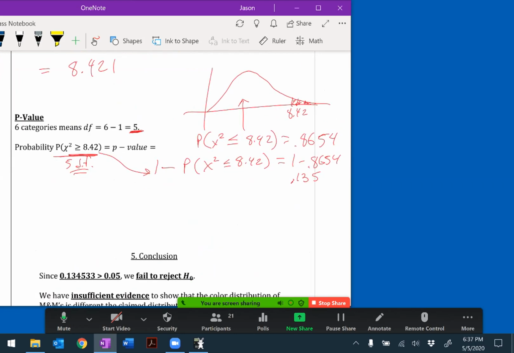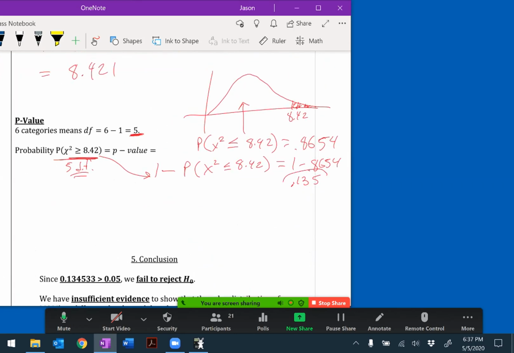So what's our conclusion? Since 0.135 is greater than 0.05, we fail to reject H0. What does that mean? That means that my expected amount is the same as my observed amount.